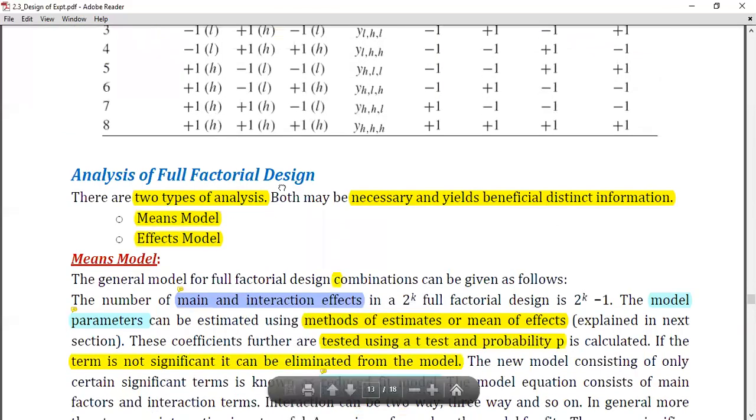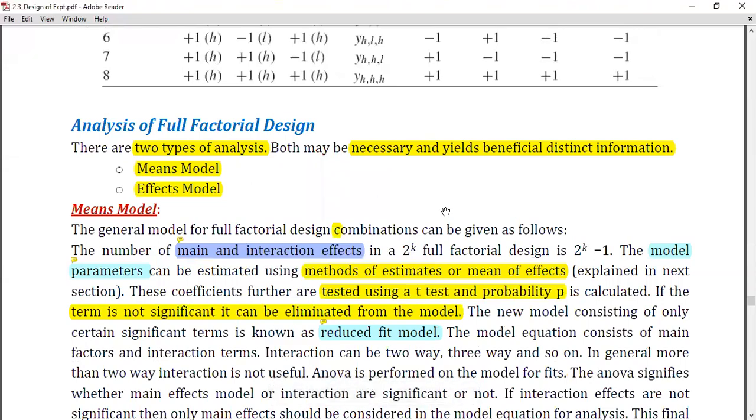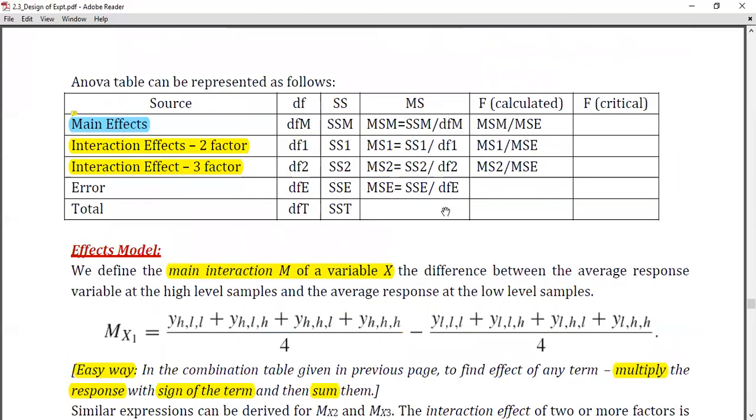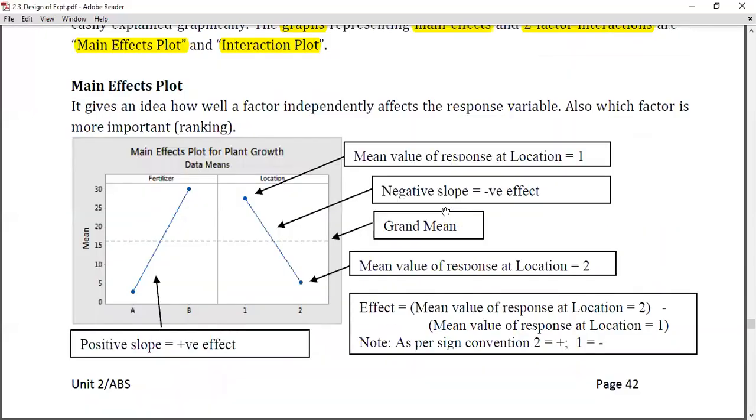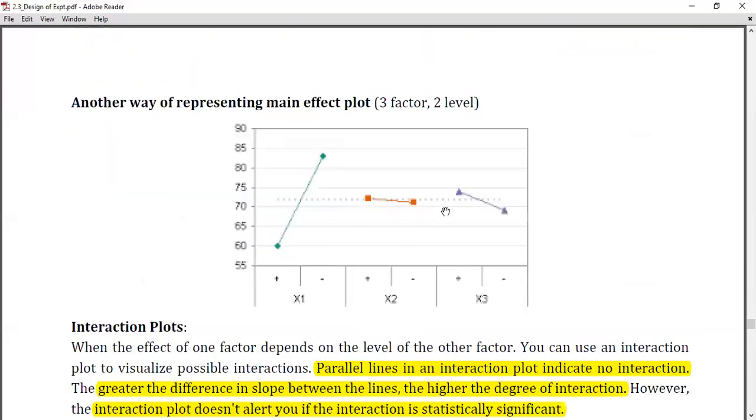For analysis we have the means and effects model. In the means model we write the equation and we do the ANOVA. In the effects model we write the main effects and interaction, and interaction plots. We plot it and identify whether they are interacting or not.